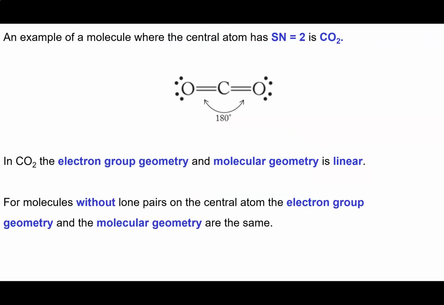So now we go through some detailed description of examples of molecules from each class. An example of a molecule where the central atom has steric number equals 2 is CO2, which we looked at before. And sure enough, as predicted by the VSEPR theory, the bond angle is 180 degrees. We call this electron group geometry linear.